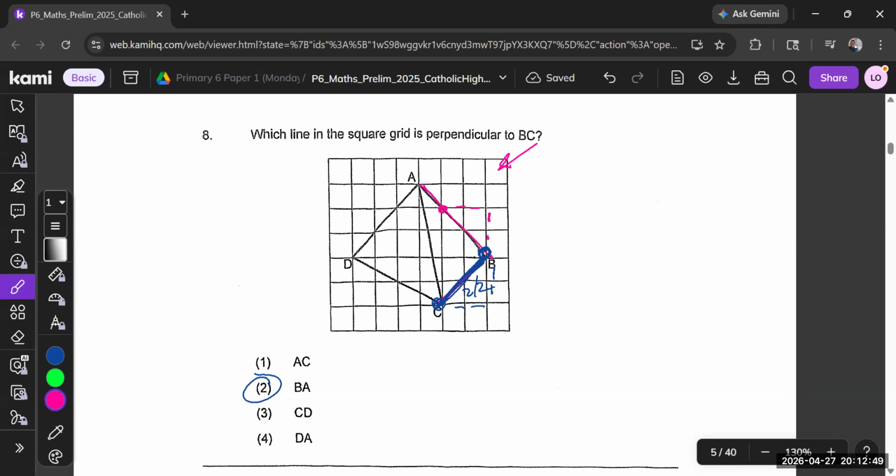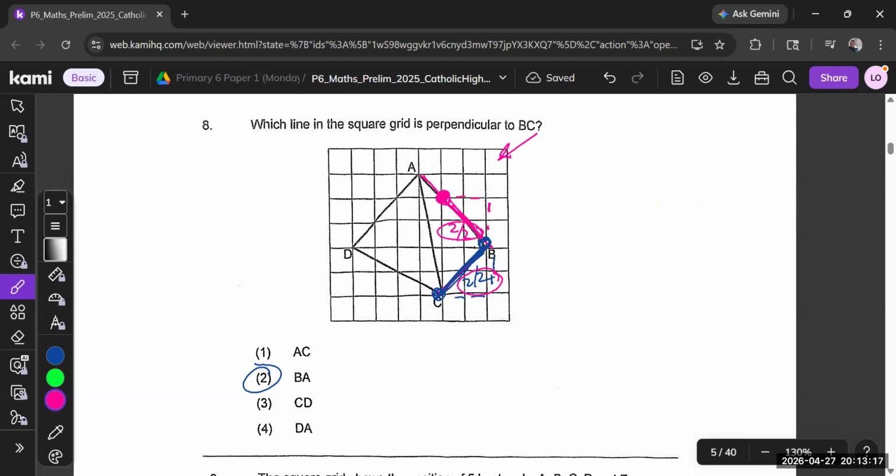And how do you know it's perpendicular? Because you see the 2 by 2, and the pink color line also cuts through the corner, this little pink dot. Why is that so? Because 2 by 2, 2 by 2, 2 by 2, they are perpendicular. That's how you prove whether it's perpendicular. They have the same pattern, 2 by 2. Got it now? So your answer is BA. So BA is perpendicular to BC.